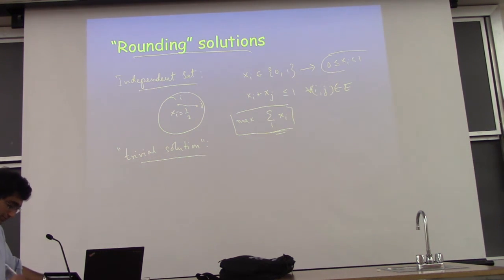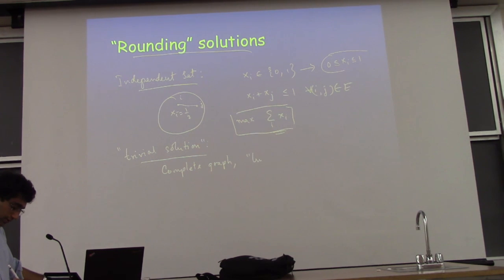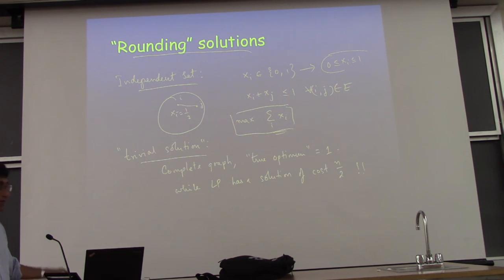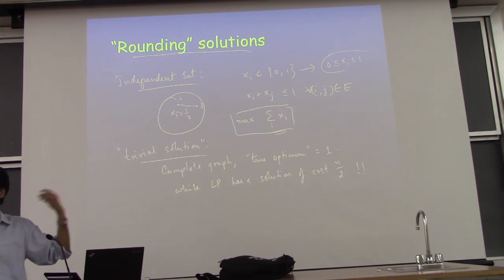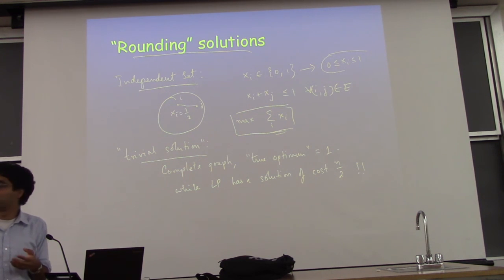So for a complete graph, the true optimum is actually 1, while the LP still has a solution of cost n by 2. Okay, so this is pretty bad, right? N is huge, and so the LP is far off by a huge factor. So in such cases, you don't expect to do anything.